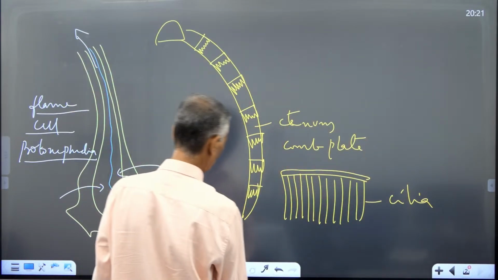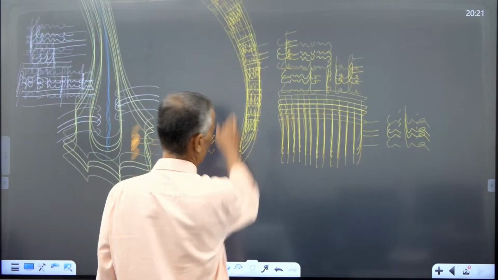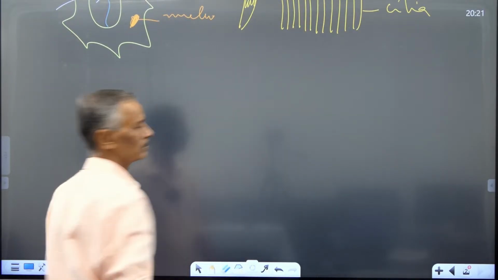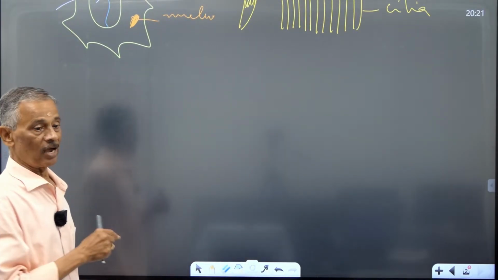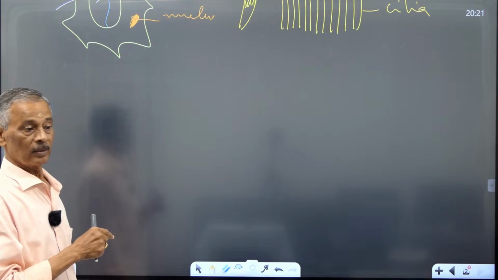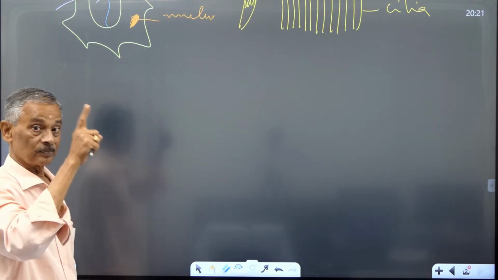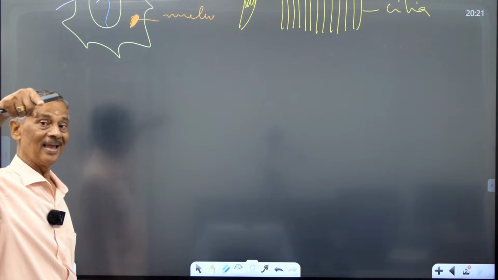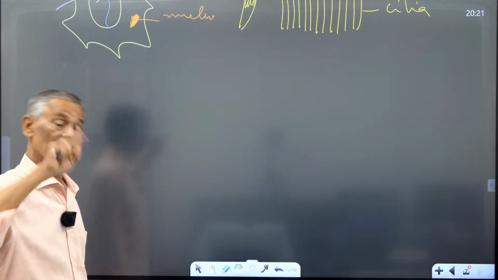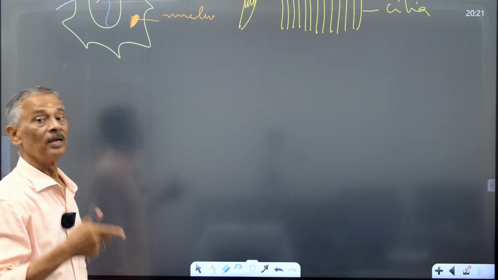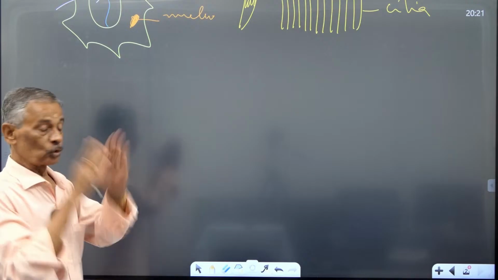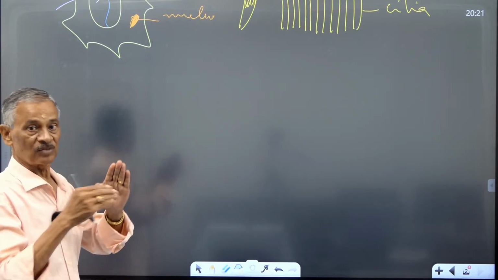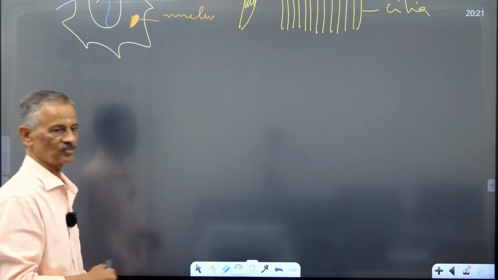Now, let us see what are the features of Annelida. In Annelida, muscles are better developed. I told you muscles develop for the first time in Aschelminthes. These muscles become separated as two types, circular muscles and longitudinal muscles.